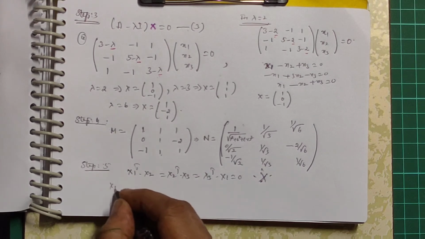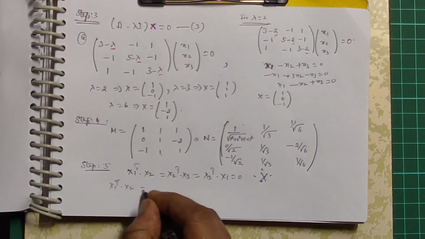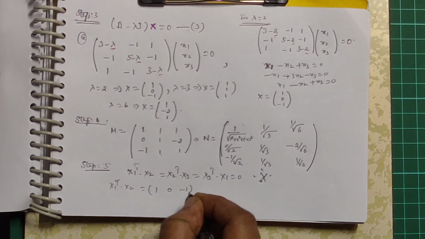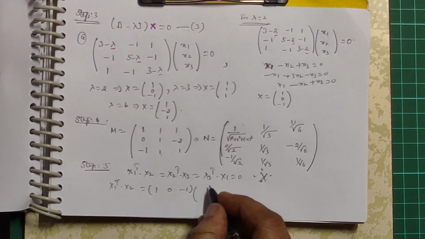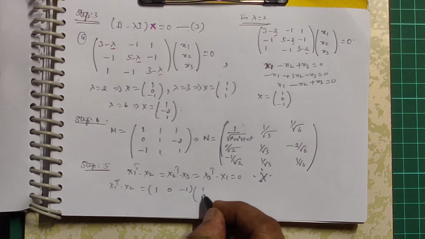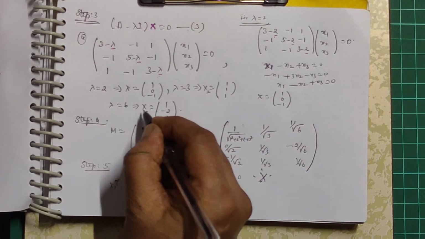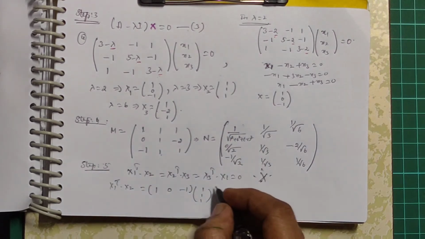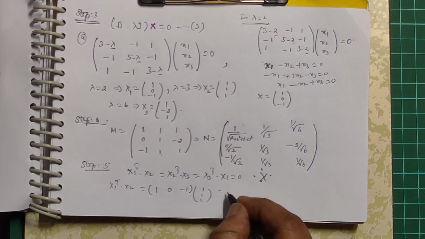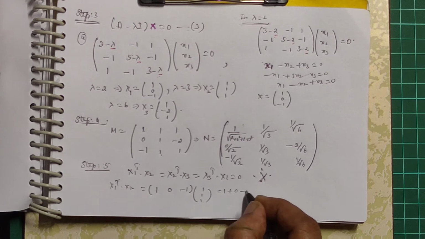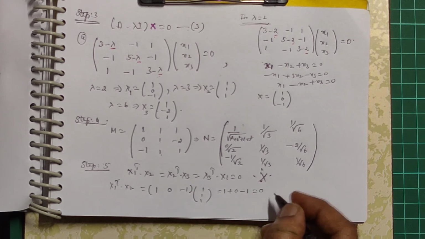So x1 transpose dot x2 is 1, 0, minus 1 times x2. x2 is nothing but 1, 1, 1. For clarification, let me take this as x2, this is x3, and this is x1. So this is equal to 1 into 1, 0 into 1, minus 1 into 1. So I'm getting it as 0.